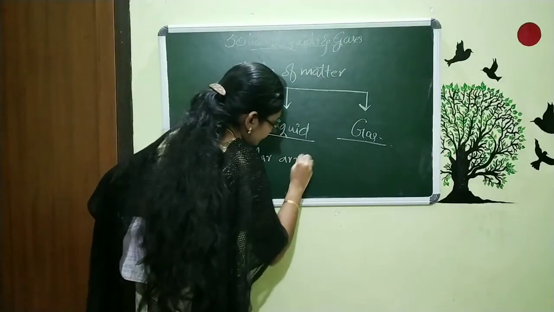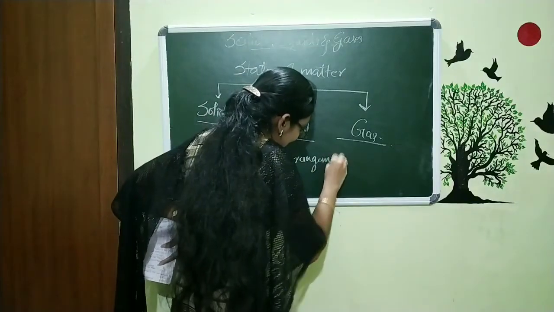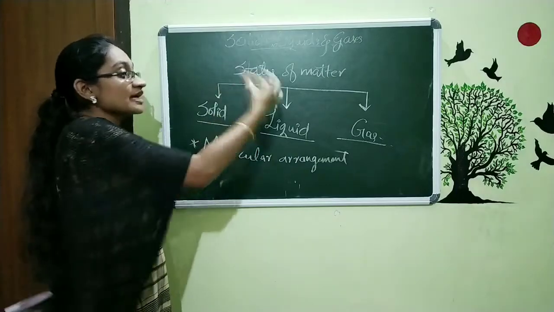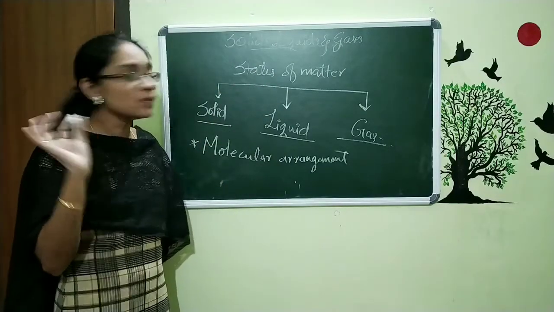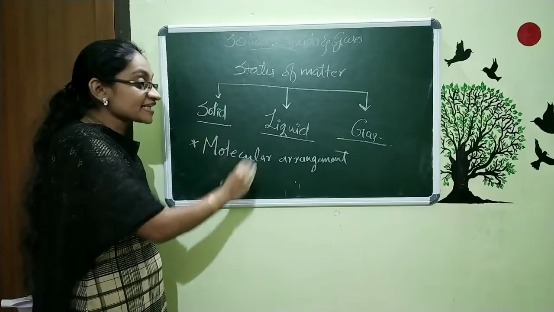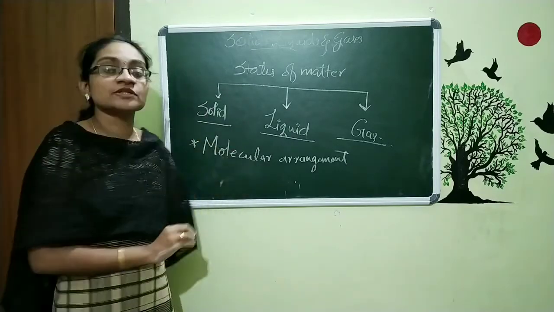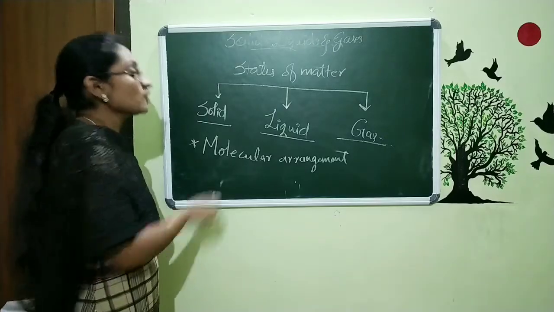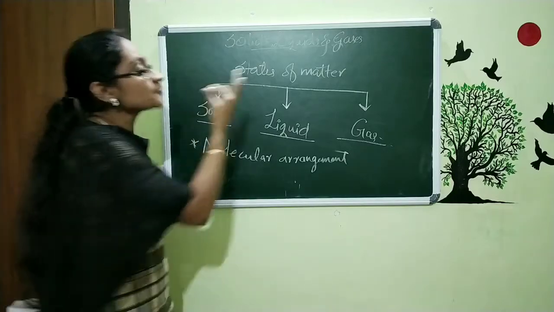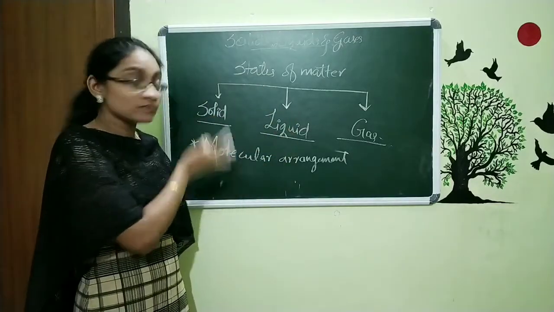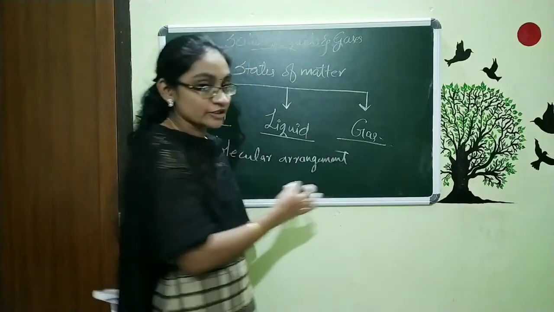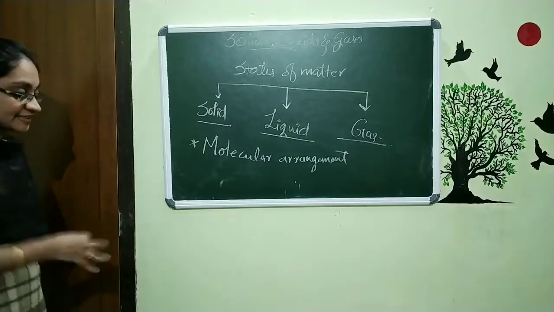Molecular arrangement. That means we already said that all matter is made of tiny particles called molecules. Now we classified this into 3 by considering the arrangement of molecules. That means the solid has a particular molecular arrangement, the liquid has another molecular arrangement, and the gas has yet another type of molecular arrangement. We will study this later.